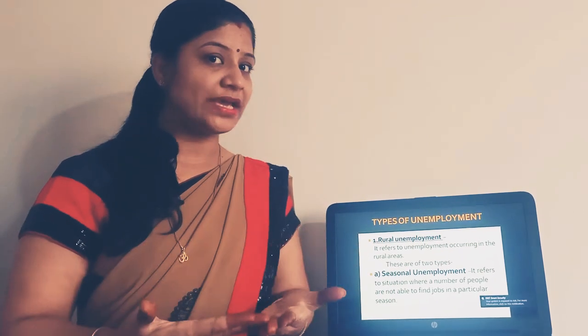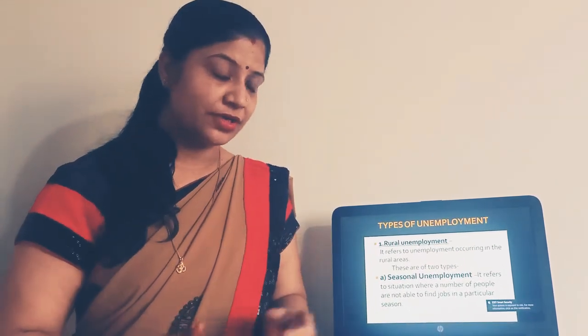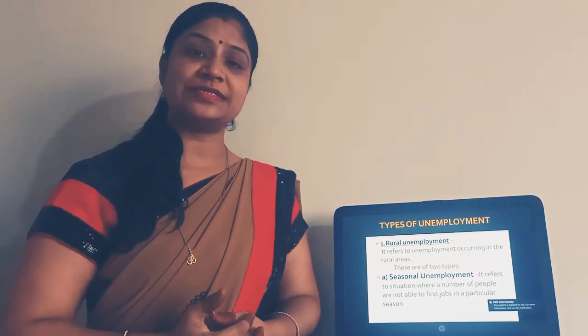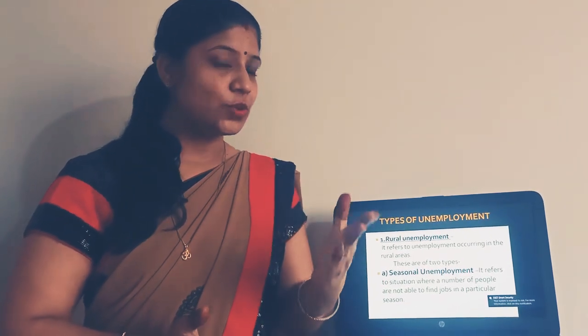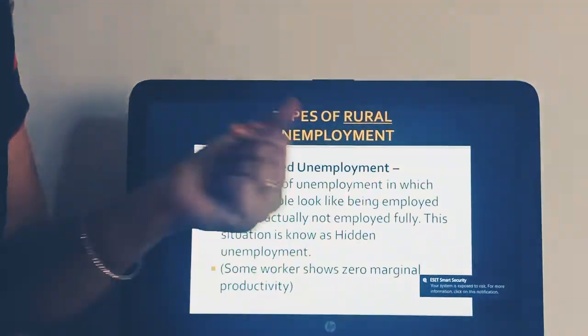Season-wise the agriculture or farming is done. So in some seasons they have work, in other seasons they don't have work. So when they don't have work, they are seasonally unemployed. And we can give one more example, that is ice cream factories. Ice cream is not demanded the whole year. So that can also be an example of seasonal unemployment. Now this is a type of rural unemployment.